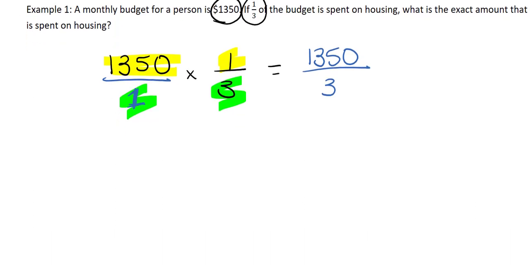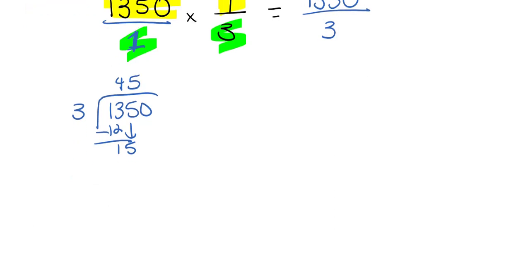So can 1,350 be divided by 3? 3 can go into 13 4 times. We subtract, bring down the 5. 3 can go into 15 5 times. 3 times 5 is 15. We subtract, we get 0. Bring down another 0. Now 3 can go into 0 0 times. And we're left with 450 then.